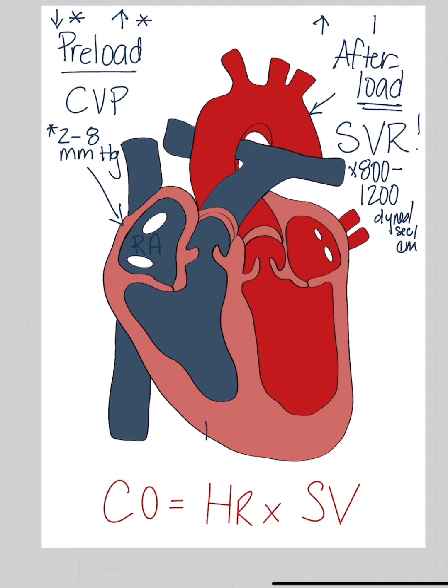Now, with your afterload, if you have an increase in afterload, this could be based on hypovolemia or vasoconstriction. If it is too low, so you have a decreased afterload, this is a vasodilation. So you're going to have to add a vasoconstrictor to this patient. We'll talk about drugs and what we use to treat these in the next section.